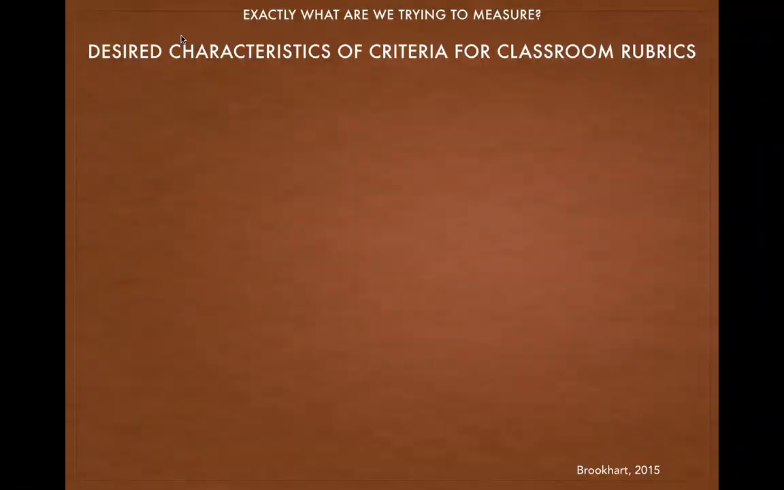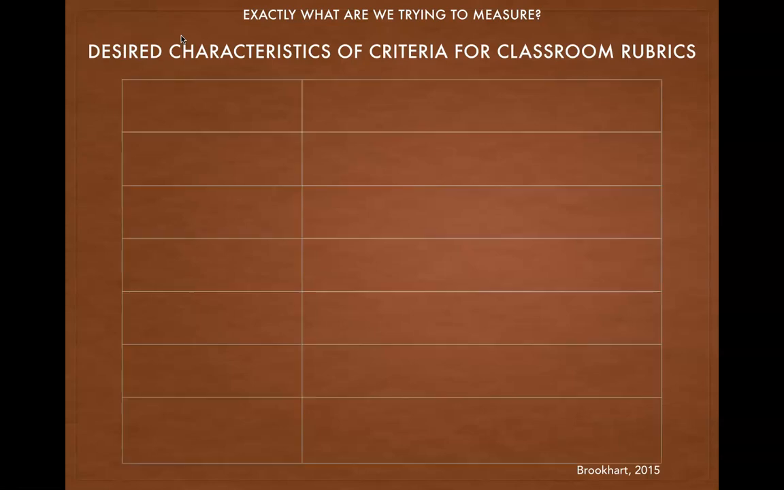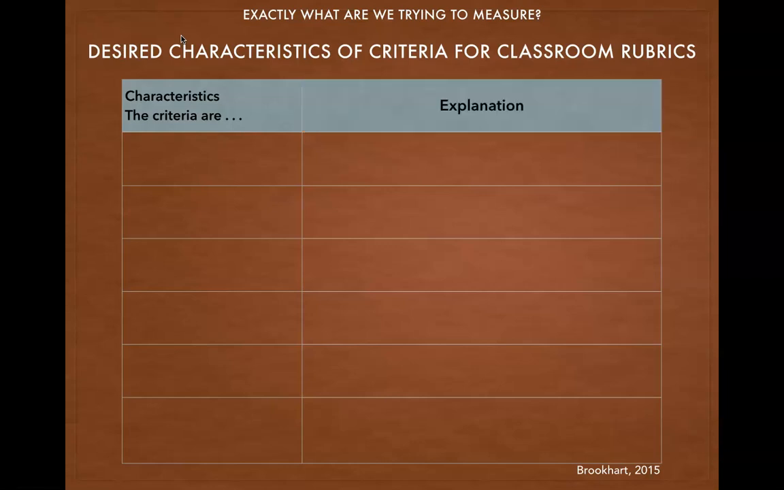So here are the desired characteristics of criteria for a classroom rubric. These are the things that we're looking for, and this is a table out of your textbook. We're going to list the characteristics here, and so the criteria are appropriate. That's the number one thing that we are looking for.